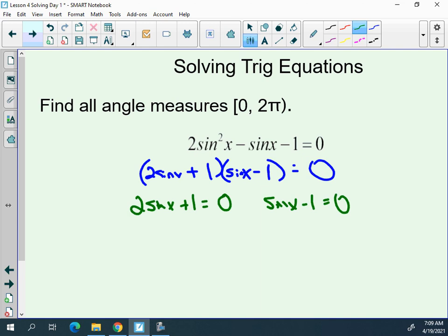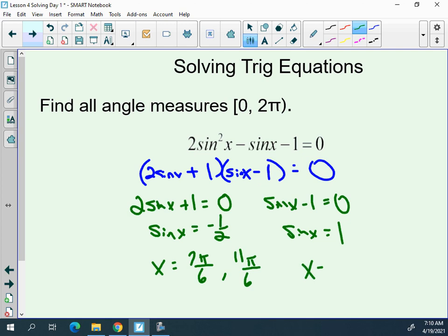So I'm going to subtract 1 and divide by 2 over here to get negative 1/2. And I'm going to add 1 over here to get 1. So when does sine of x equal negative 1/2? That's our pi over 6 family. And sine is negative in the third and fourth quadrants. So it'll be 7 pi over 6 and 11 pi over 6. And when is the sine value 1? It's at pi over 2.